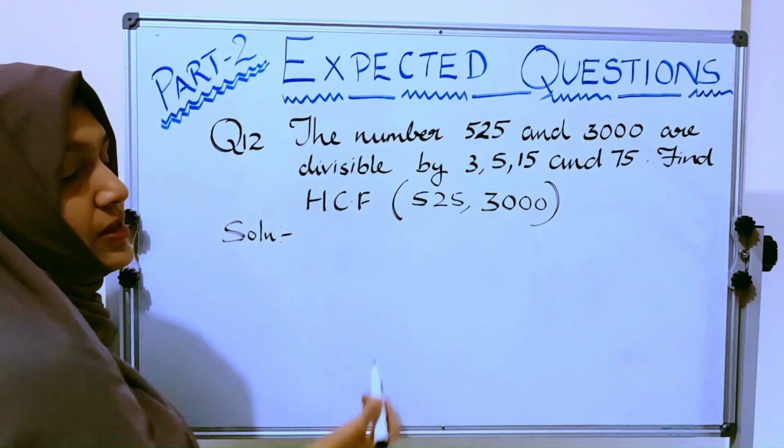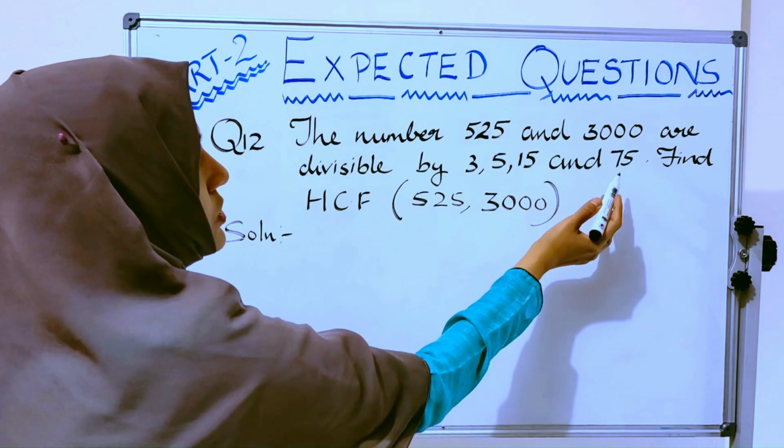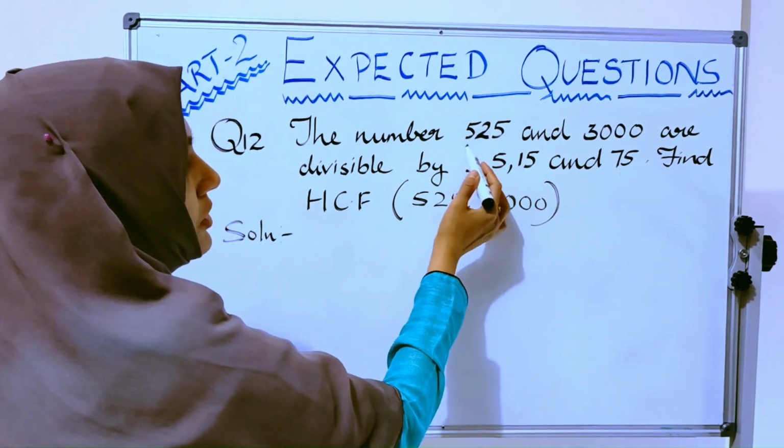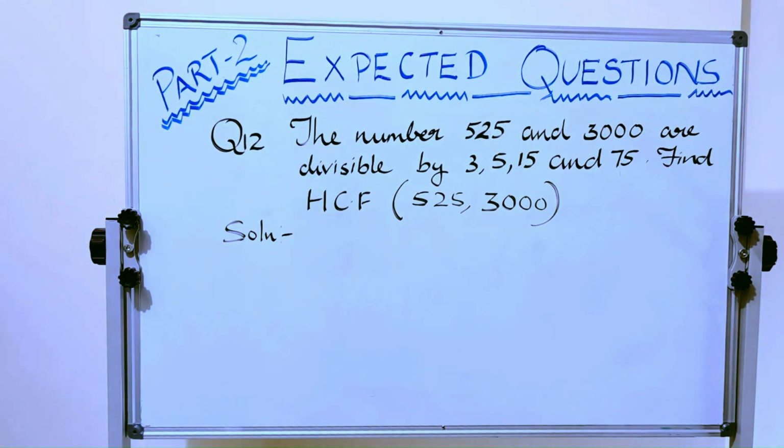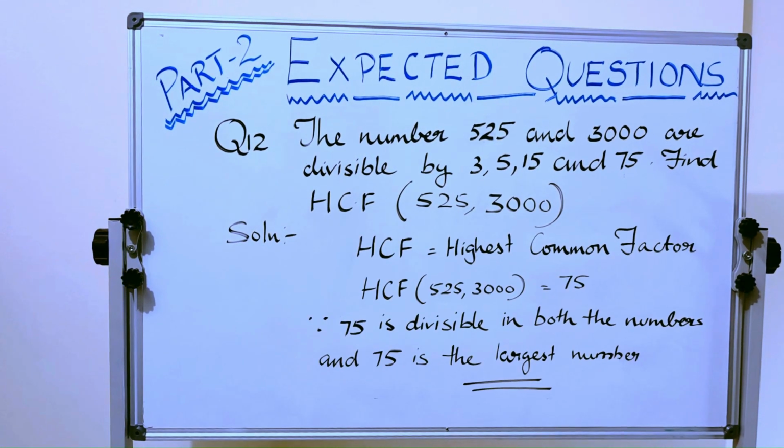Because HCF is the highest common factor. So 75 is divisible in both 525 and 3000. So HCF is 75. So here HCF of 525 and 3000 is 75, since 75 is divisible in both the numbers and 75 is the largest number.